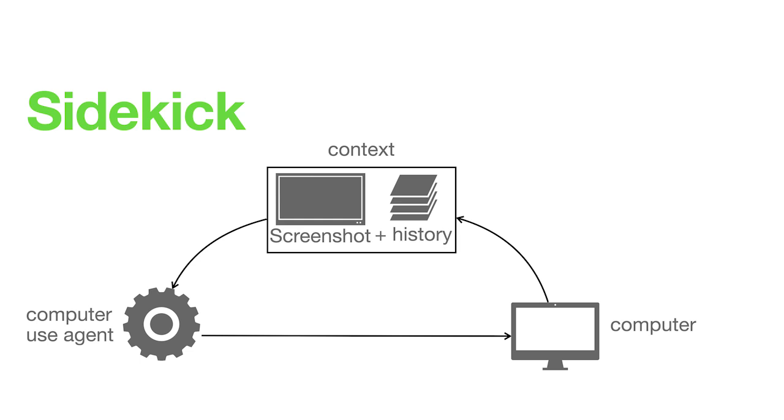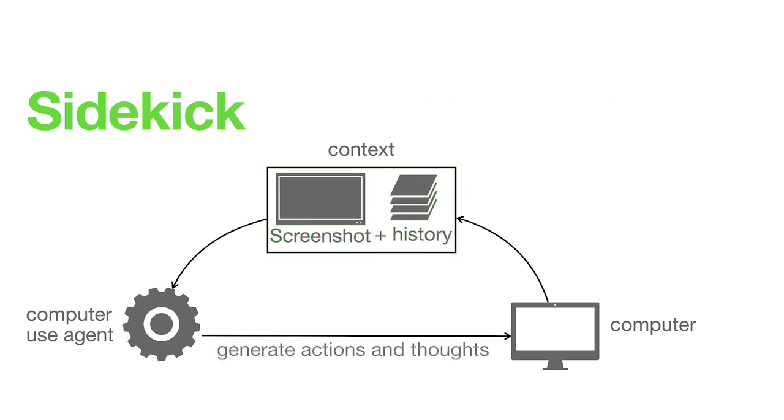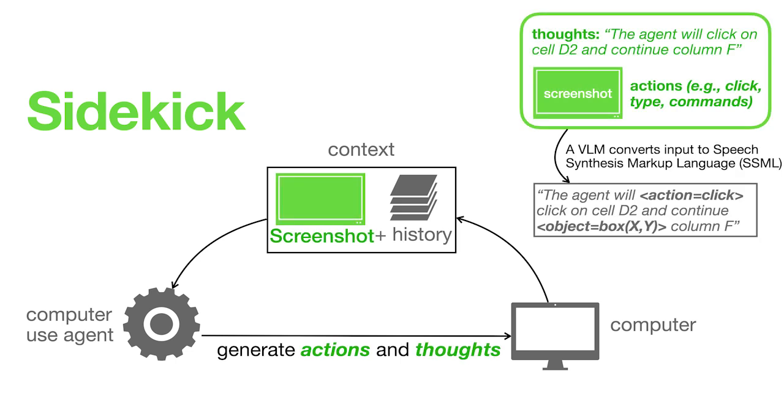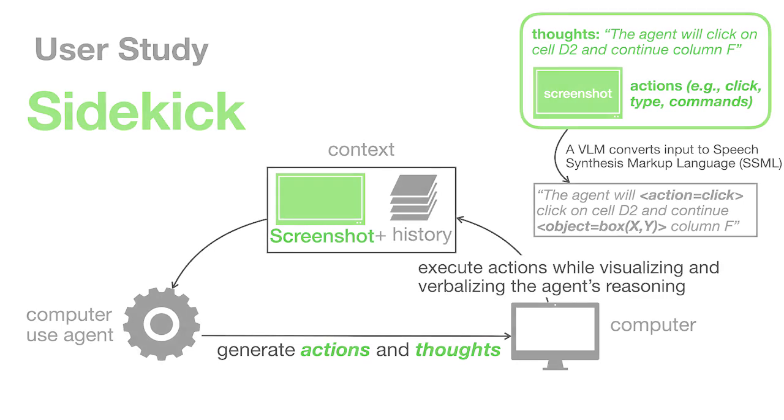Sidekick is a lightweight communication layer built on a typical computer use agent workflow. As the agent acts and captures screenshots, it generates multimodal summaries for task resumption and the current state. It also intercepts actions, thoughts, and screenshots using a VLM to convert reasoning into speech synthesis markup language, enabling the agent to act while visualizing and verbalizing its reasoning.